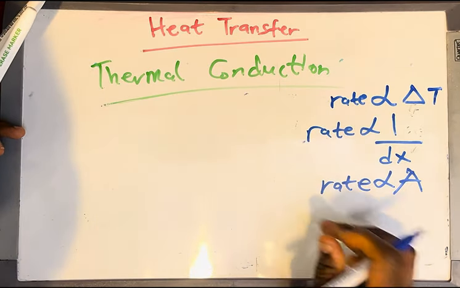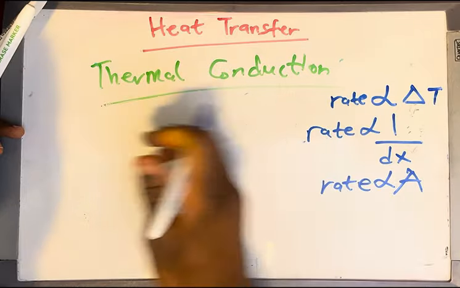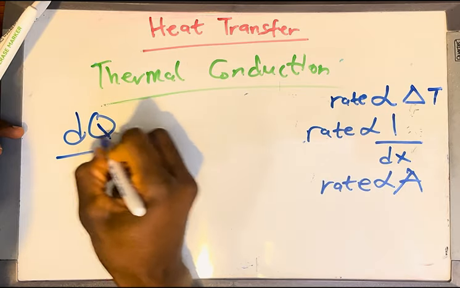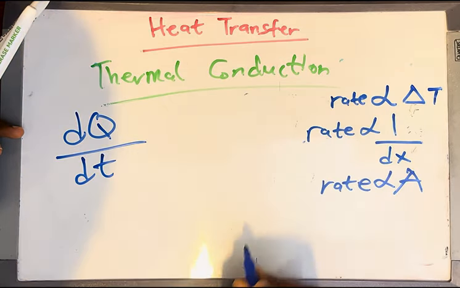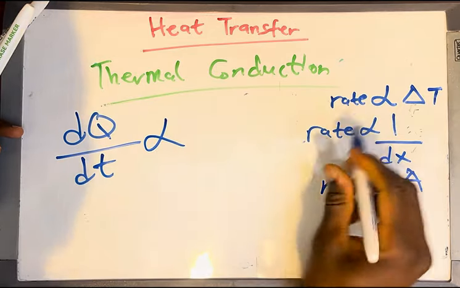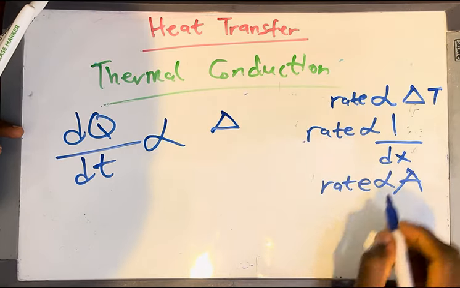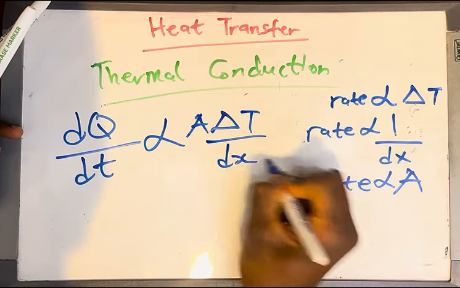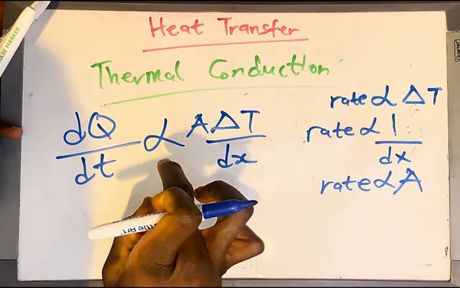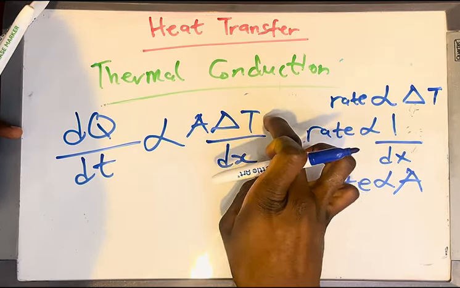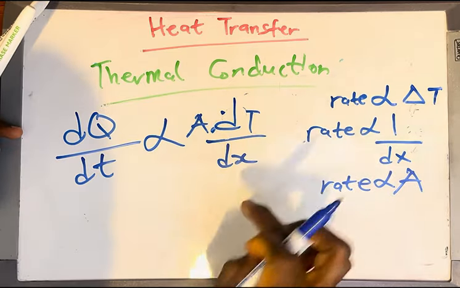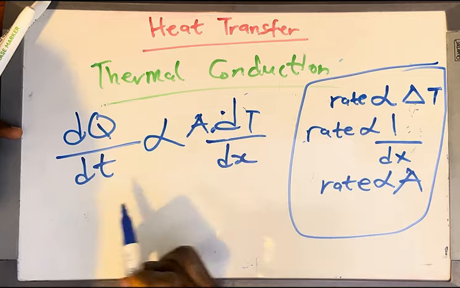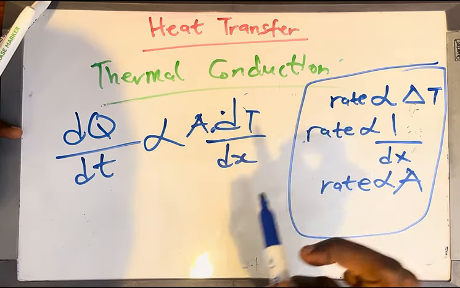So Fourier came up with Fourier's equation by considering all these three scenarios. And he said that the rate of heat transfer, Q here represents heat. So the rate of heat transfer, dQ over dt, is directly proportional to what? Changes in temperature. It is also proportional to what? The area, but inversely proportional to what? The dx. So dQ/dt is directly proportional to A dT over dx. It is just a combination of these three scenarios. So dQ/dt is proportional to A dT/dx.